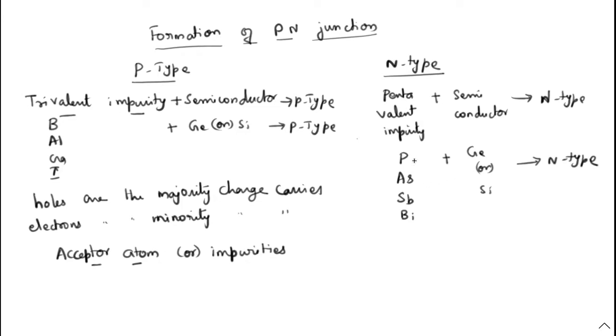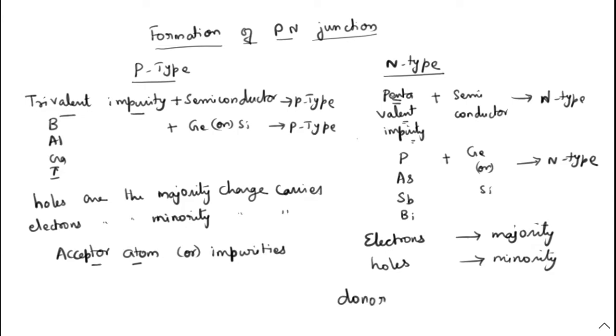And in this case, electrons are the majority charge carriers. Okay, and then holes are the minority charge carriers. And then this pentavalent impurity is known as donor atom, or donor impurities.